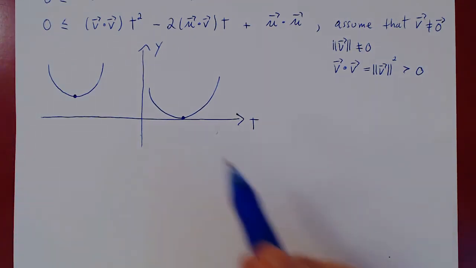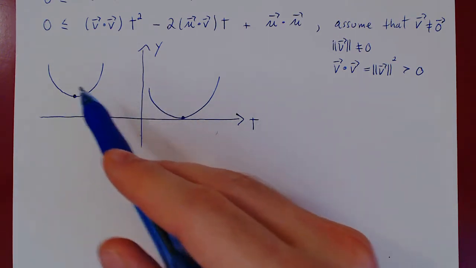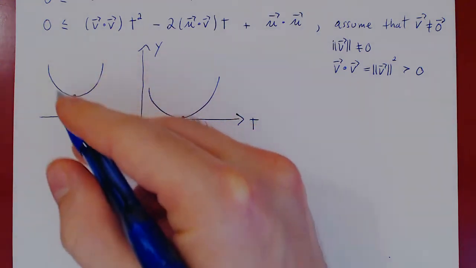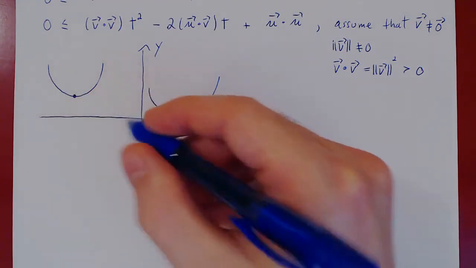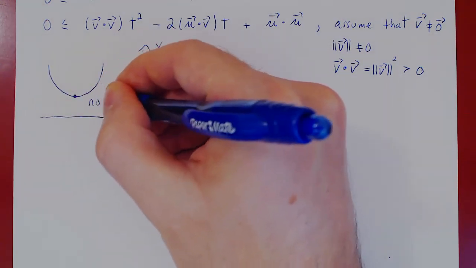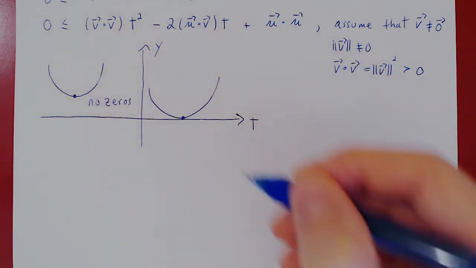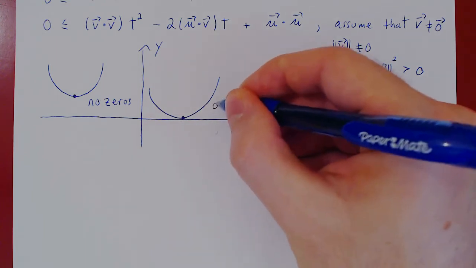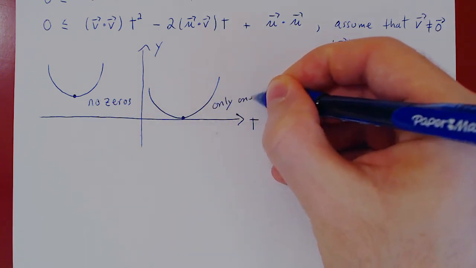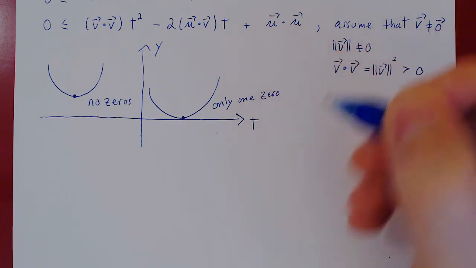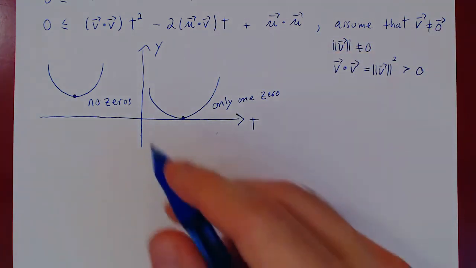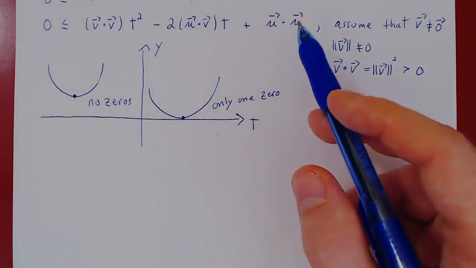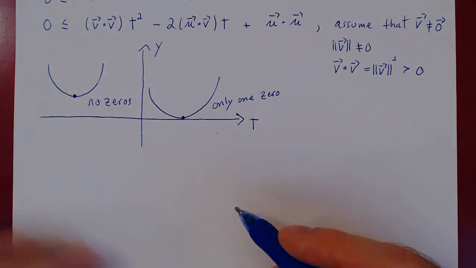So let's think about this. If we have such a quadratic, it means that we can only have at most one zero, right? Here, we're always strictly positive, so here there are no zeros of this quadratic. And here, there is only one zero. So these are the only two possibilities. So let's now look at the possible zeros of this quadratic using the quadratic formula.